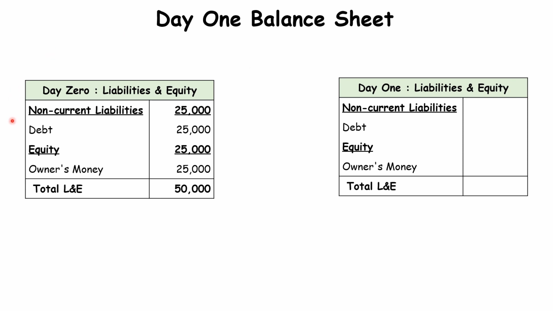This is how the day 0 liabilities and equity side looks like. Let's calculate what happens to this after the operations of day 1. We did not take any loan on day 1, neither did we repay any loan on day 1. So the debt at the end of day 1 would be the same, that is 25,000. Similarly, we also did not put any money in the business. So our equity, that is the owner's money, would be 20,000.